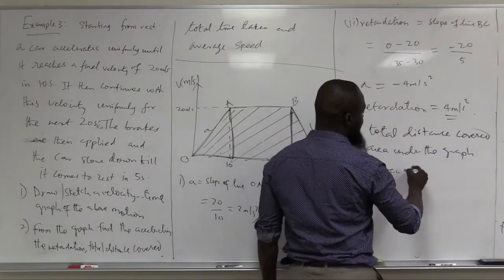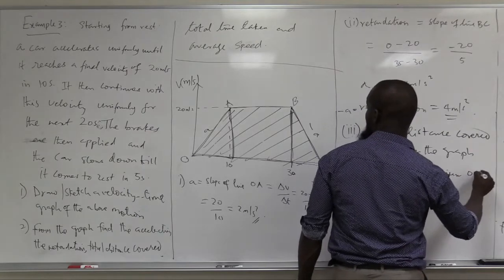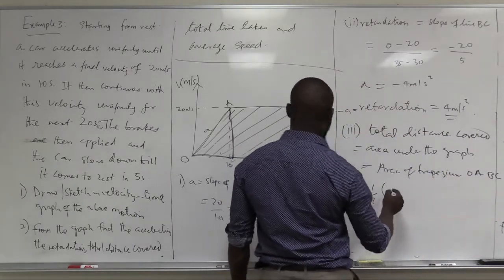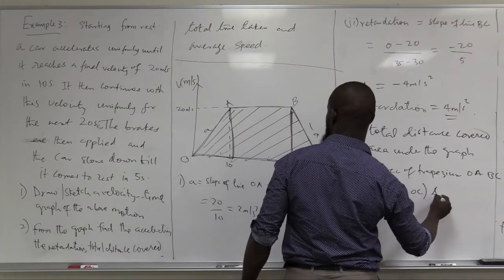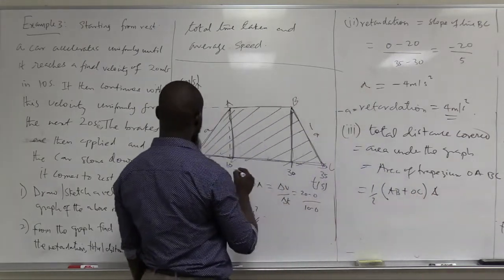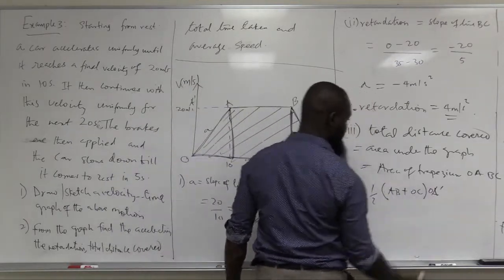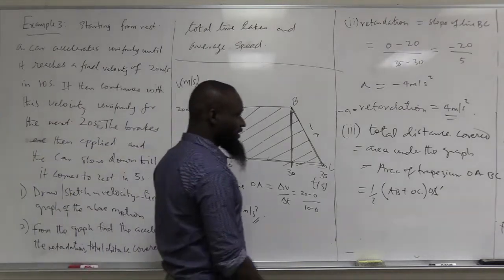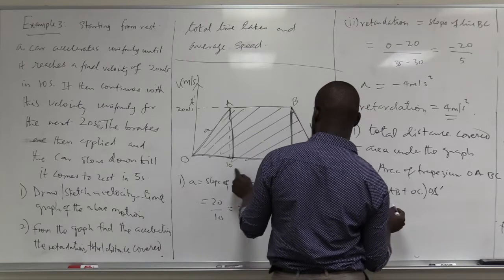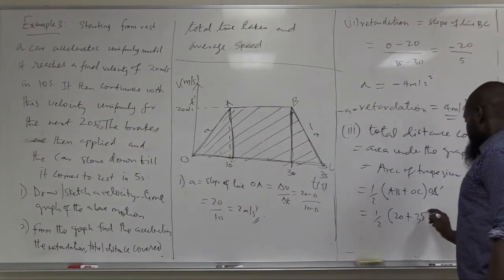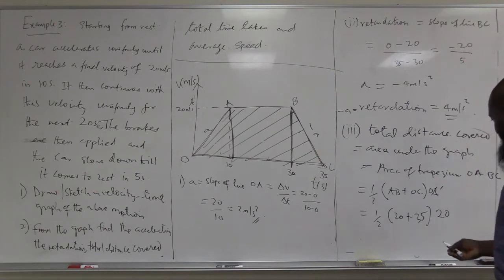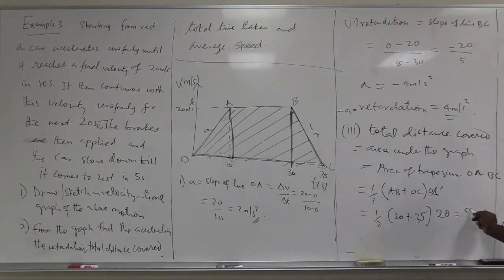So I say area of trapezium OABC, which is half times the small length AB plus the long length OC times the height, let me call it OA prime. Okay, OA prime is the height. All right, this is the area of a trapezium. So it's half the small length AB, which is 30 minus 10, plus the long length OC, which is 35, times OA prime, the height, which is 20. So this gives us 20 plus 35, 55 times 20 over 2 is just 550 meters. That's the total distance covered, 550 meters.